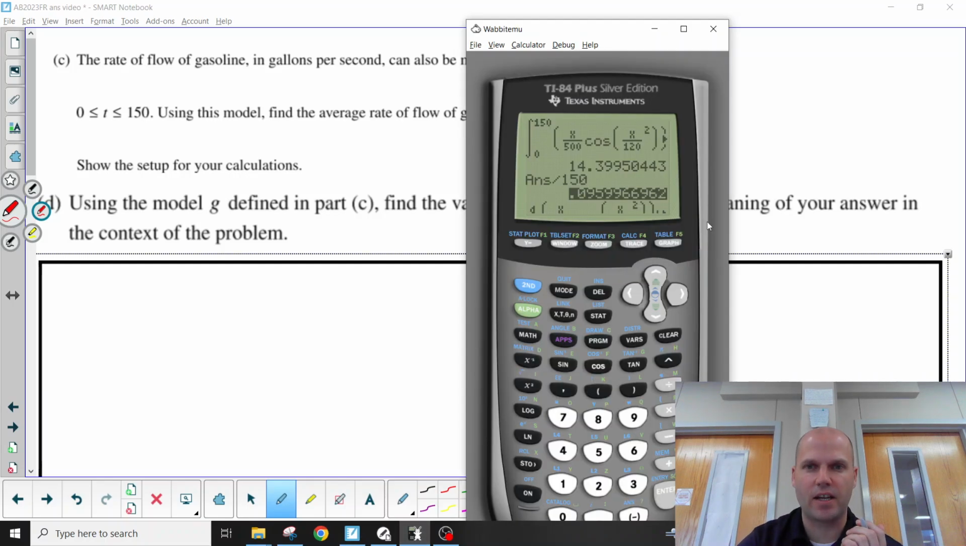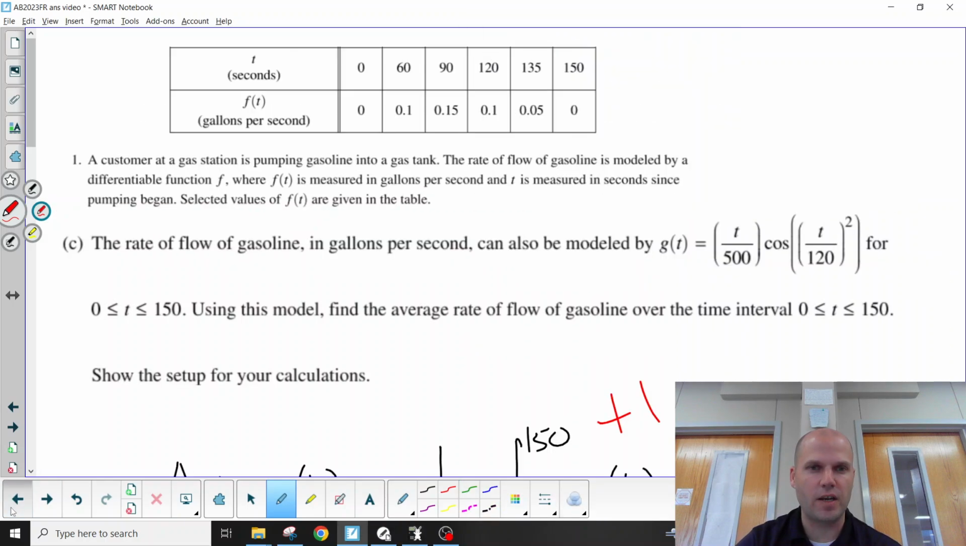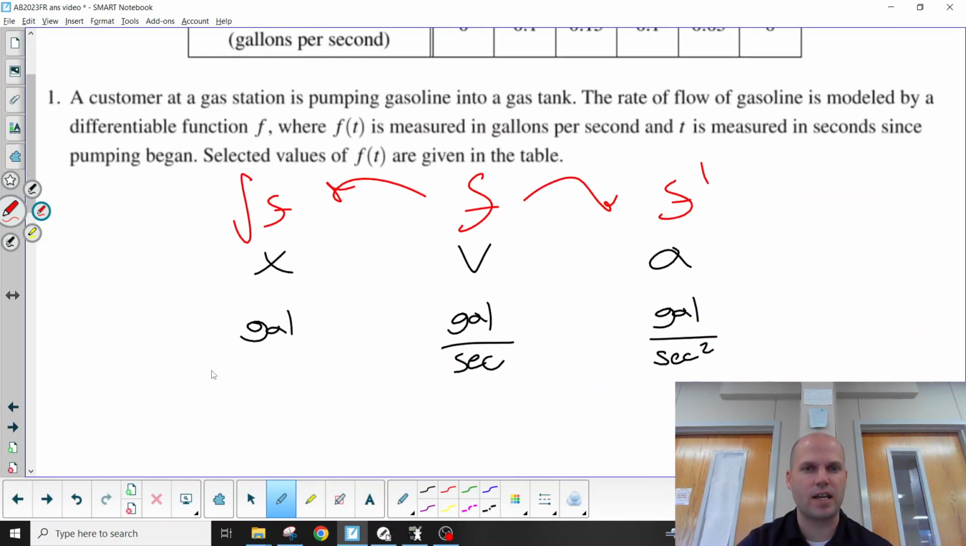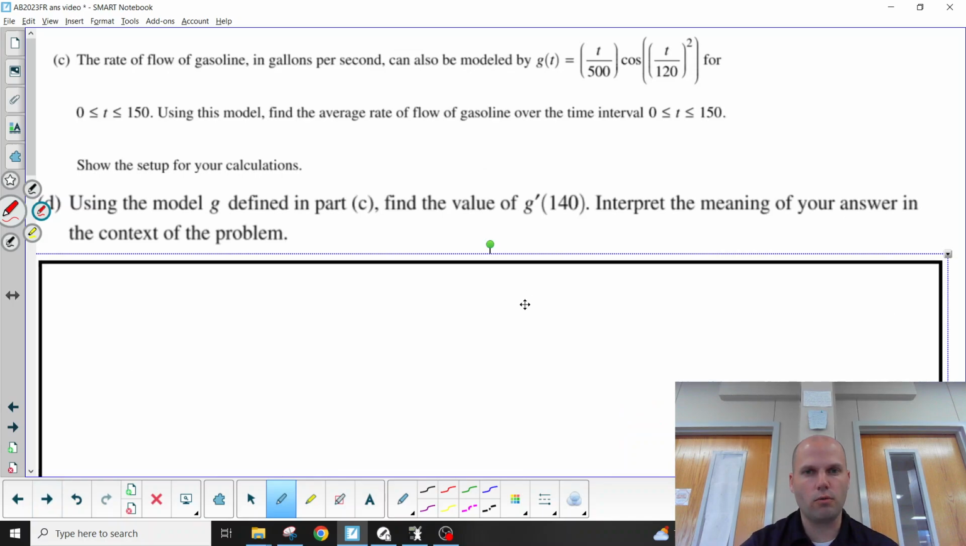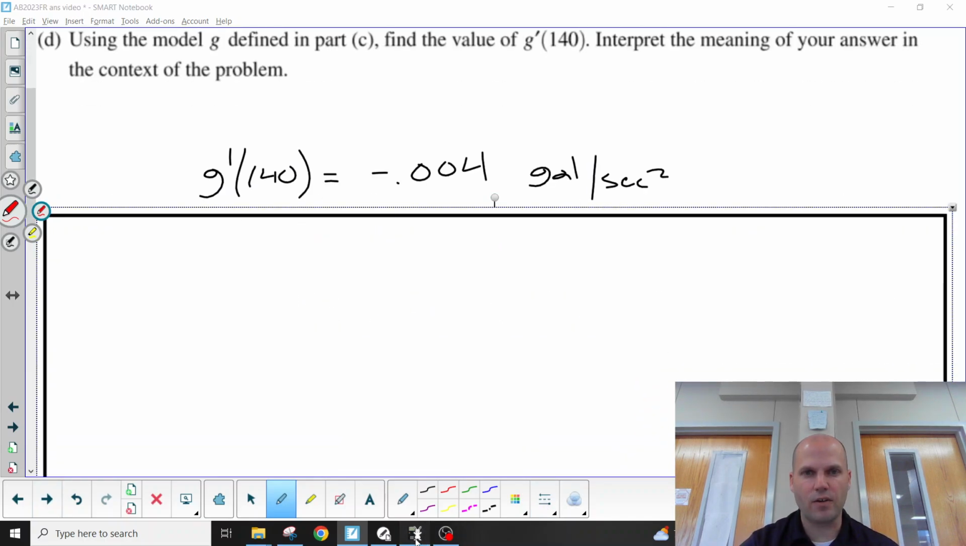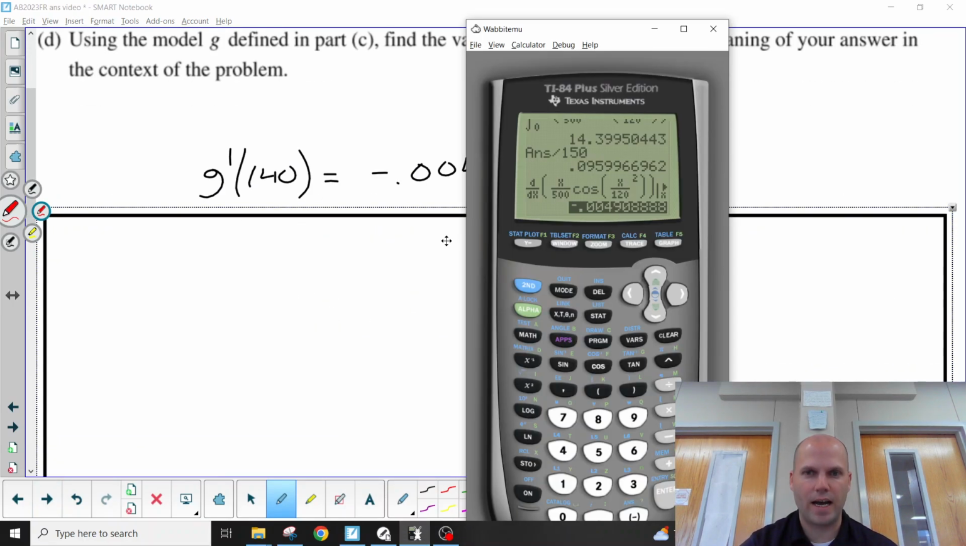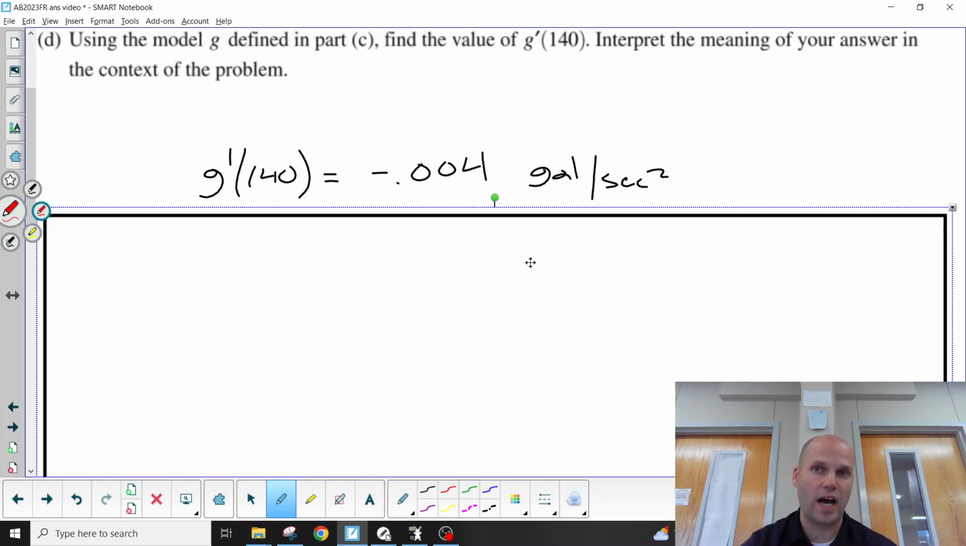I go ahead in my calculator and I take the derivative of G. Now, very important to go back to understanding that G is a rate. So G is a velocity. G's derivative is going to be an acceleration, just like F's derivative would have been an acceleration. So we got the value, negative 0.0049. You could write 0.004 or 0.005.